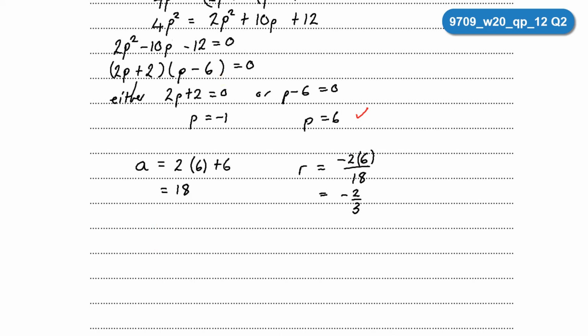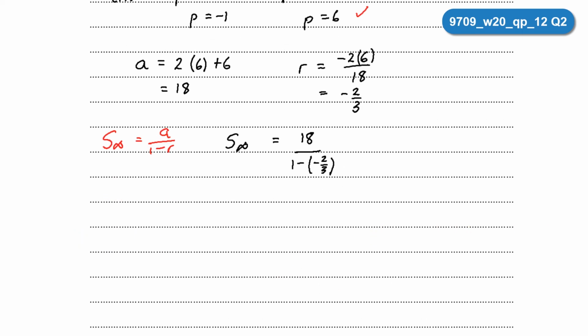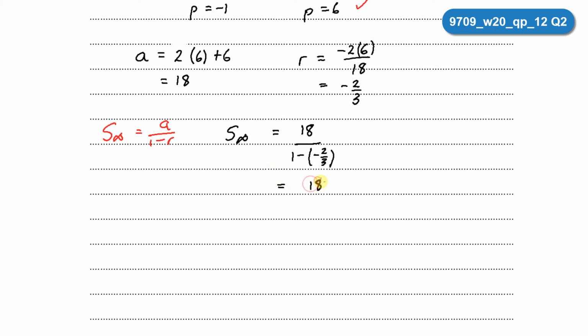So we can now work out the sum to infinity. We know that the sum to infinity of a geometric progression is found by a over 1 minus r. So in this case, the sum to infinity will be a, which is 18, divided by 1 minus r, which is minus 2/3 here. So this means that we'll have 18 divided by 1 plus 2/3, which is 5 over 3. And dividing 18 by 5 over 3, we get 10.8. And this is our answer right here.